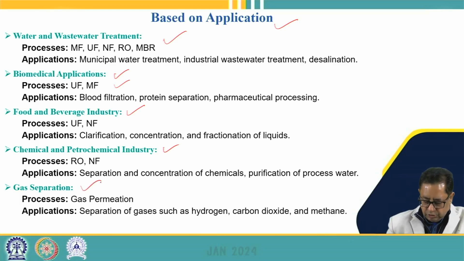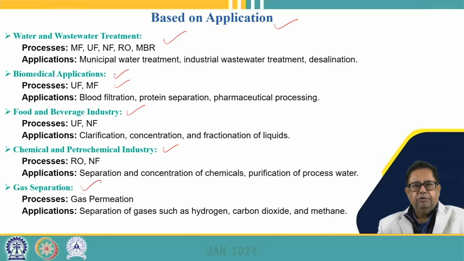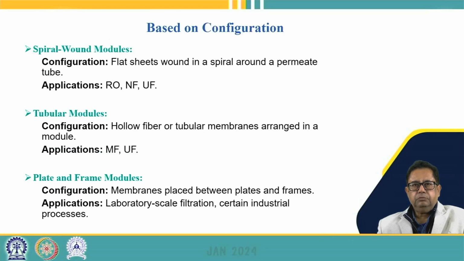For the gas separation also we can use membranes, for example, when we want to separate out the gases like hydrogen, carbon dioxide, methane, and we want to produce gases of very high quality or purity. In that case, we can also use the gas permeation process.